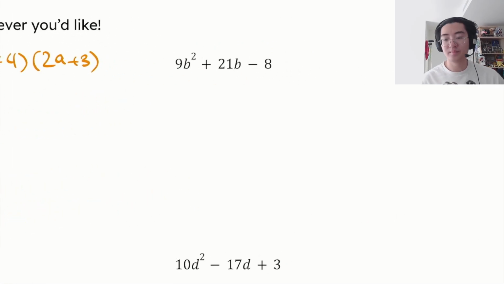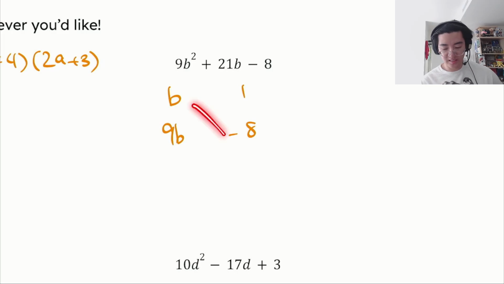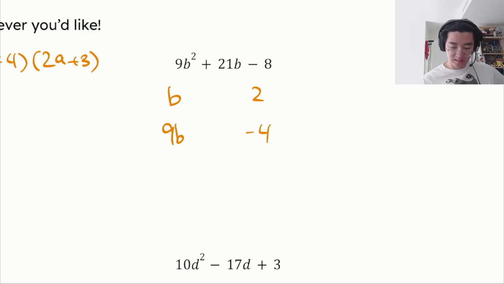Okay, next one. Factors of 9. In this case, we can do 1 and 9, and then negative 8. Right, we could do 1 and negative 8. Right, but unfortunately, that's negative 8 plus 9, which is positive 1. That's not 21. Okay, let's check negative 1 and 8. Negative 9 plus 8, still not it. We can check 3 and negative, oh, not 3 and negative 7. 2 and negative 4. Alright, so that's negative 4 plus 18, which is 14. That's not it. Negative 2 plus 4. Negative 18 plus 4, not it.